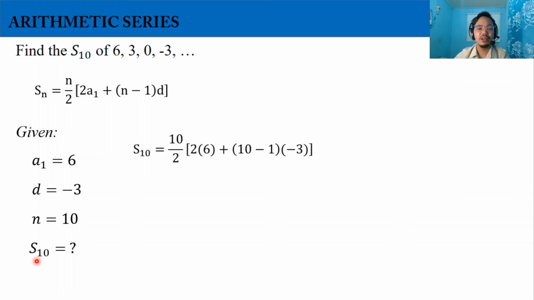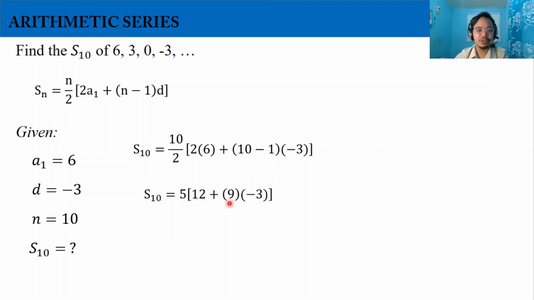So let's substitute the values. We have S sub 10 equals n over 2, and n is equal to 10. That's why we have 10 over 2 times 2 multiplied by the first term, which is 6, plus quantity 10, the number of terms, minus 1, multiplied by negative 3, which is our common difference. Then let's simplify. 10 over 2 becomes 5. 2 times 6 becomes 12. And 10 minus 1 becomes 9.